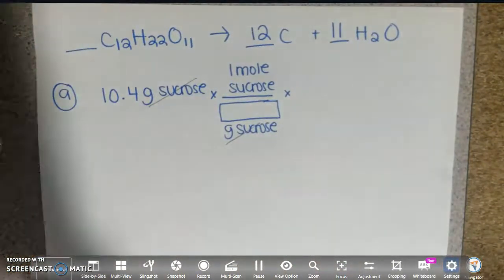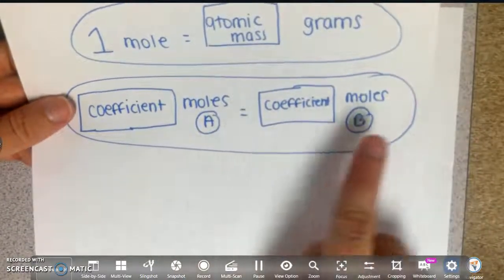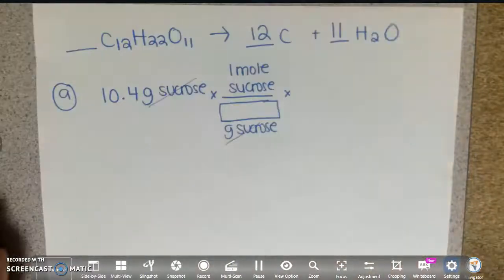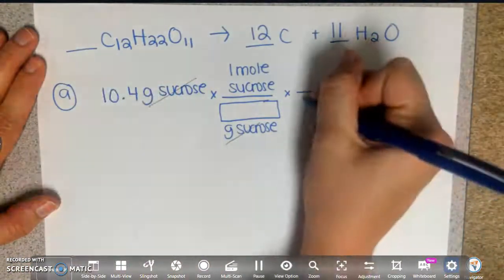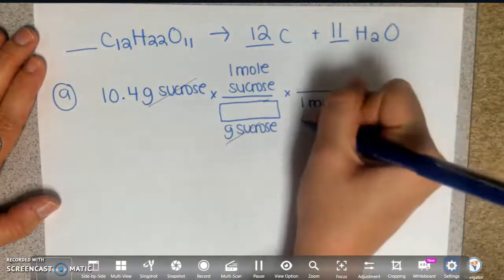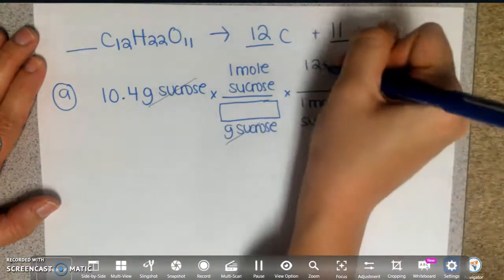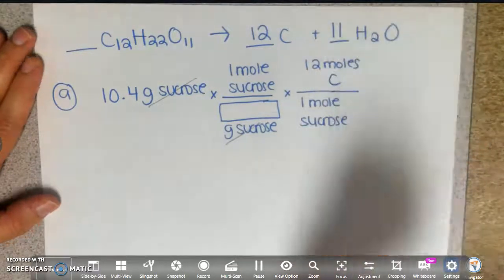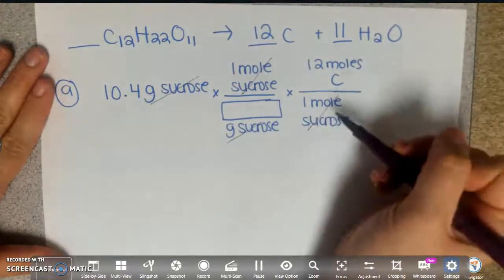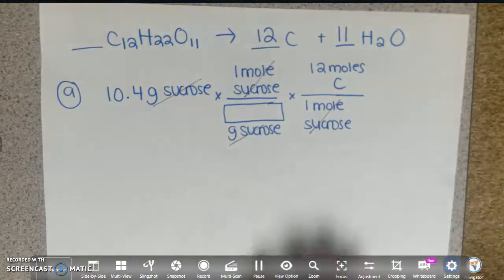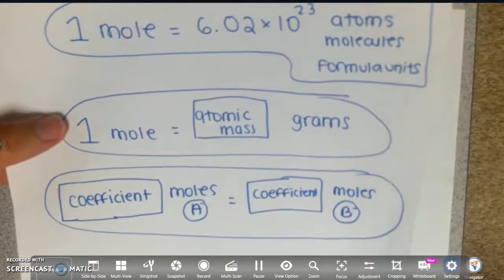Once you get your unit in moles, you can use the new conversion, and we're going to go from moles of sucrose to moles of carbon using our coefficients. The coefficient for sucrose is 1, and I'm going to put that at the bottom so that moles of sucrose, that unit, cancels out, and that equals 12 moles carbon. Mole sucrose cancels. Now I have mole carbon. But that's not what the question asked for. It asked for grams. And so we'll use this conversion again.